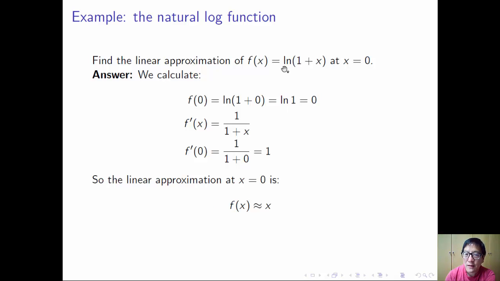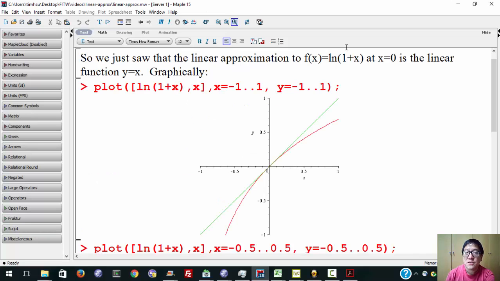So again, when we have a value of x that's close to 0, then the natural log of 1 plus x is going to be pretty close to the value of x. Anyway, we just saw that the linear approximation of f of x equals the natural log of 1 plus x at x equals 0 is the linear function y equals x.